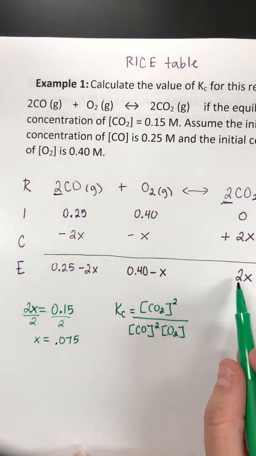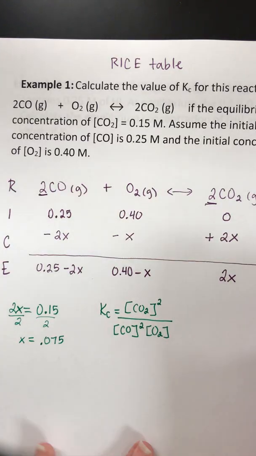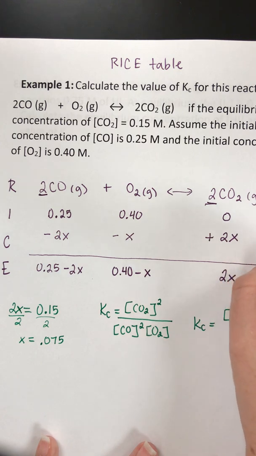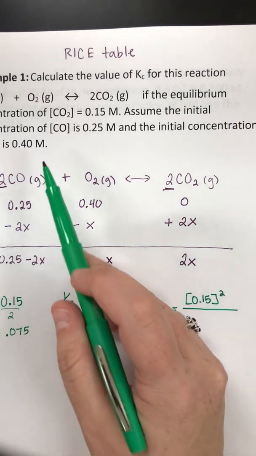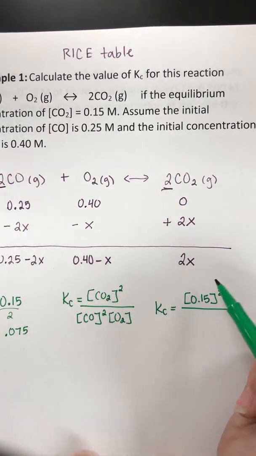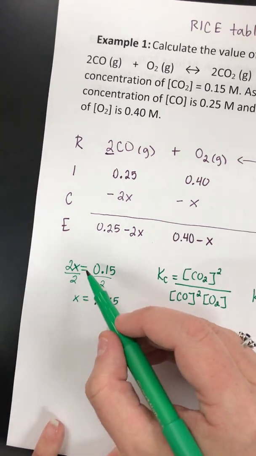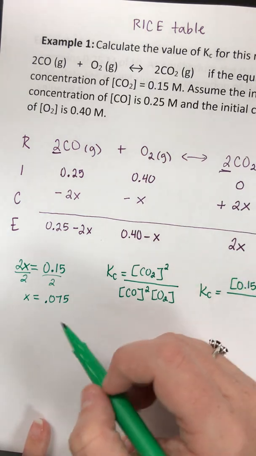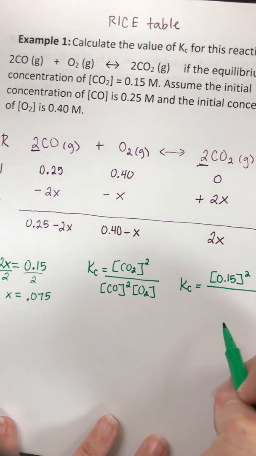Now we know that the equilibrium concentration of CO2 is 0.15. So Kc equals 0.15 squared. We know that much, because it told me the equilibrium concentration of CO2 is 0.15. We also just solved for x, because we knew that CO2 was 2x at equilibrium. So we said 2x equaled 0.15, divided that by 2, which gave me 0.075. But I can use that information to solve for concentrations of these guys and plug them into the expression.